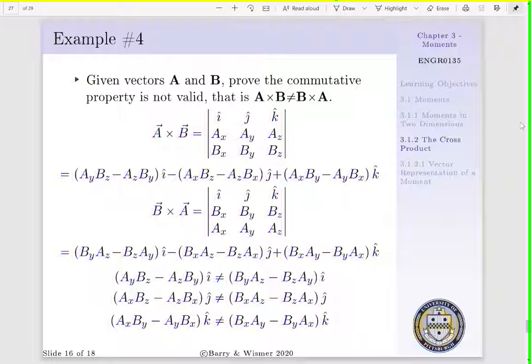And lastly, in the K hat direction, for A cross B, we have (AX BY minus AY BX) K hat. And then for B cross A, we have (BX AY minus BY AX) K hat. Once again, we see the right-hand side is the negative of the left. Therefore, we can see that the commutative property is not valid for the cross product.